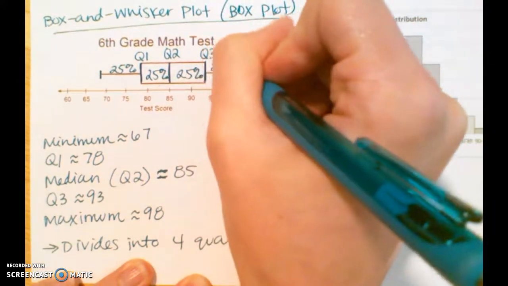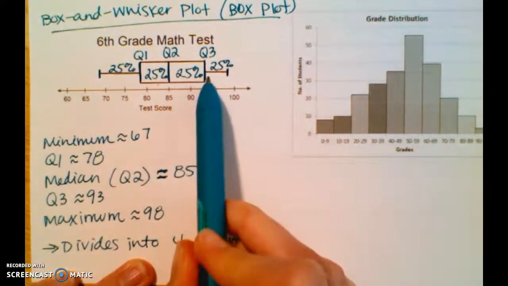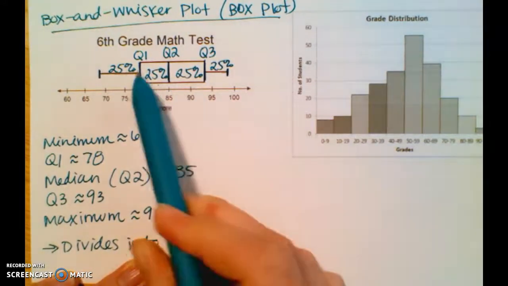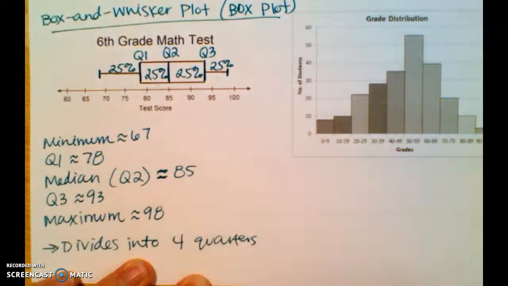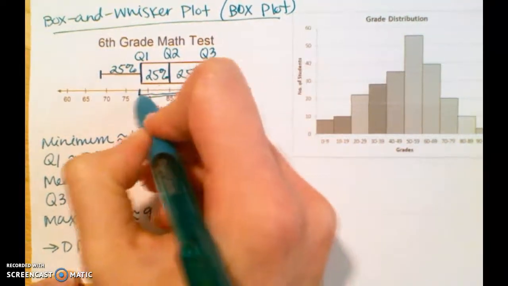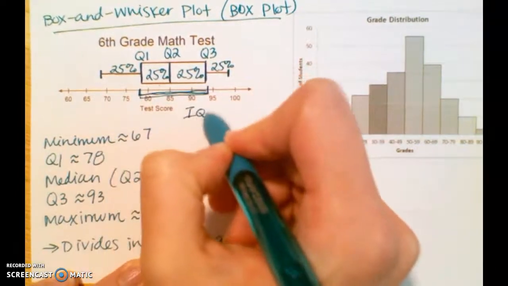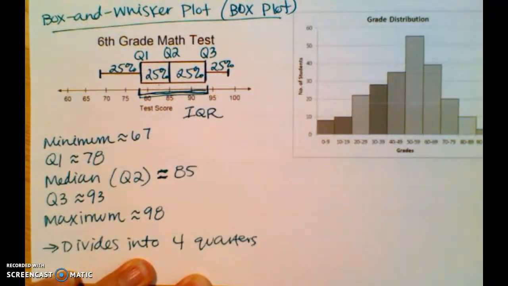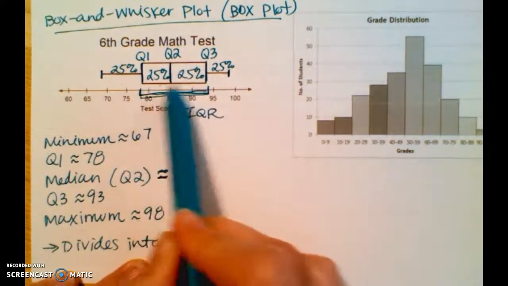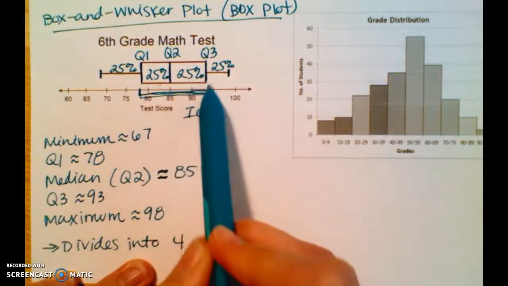That 25% got an 85 to a 93. And that 25% got between a 93 and a 98. So it breaks it up into the 4 quarters. And then, of course, this Q3 to Q1 is our interquartile range, the IQR, which you also learned about yesterday. So 50% of our students got within a 78 to a 93.